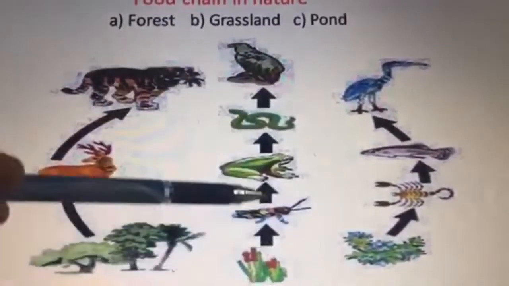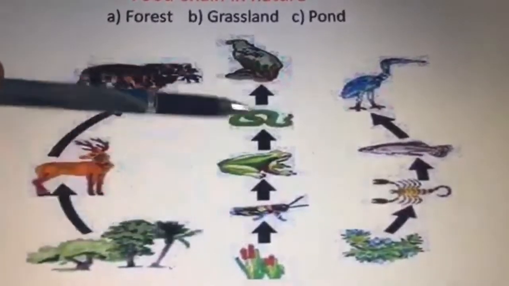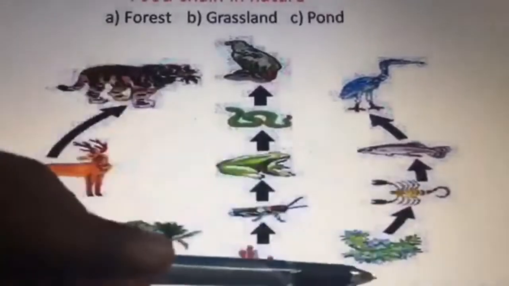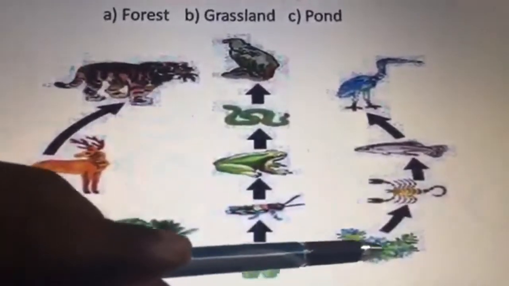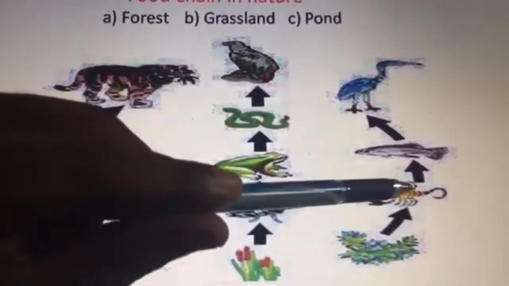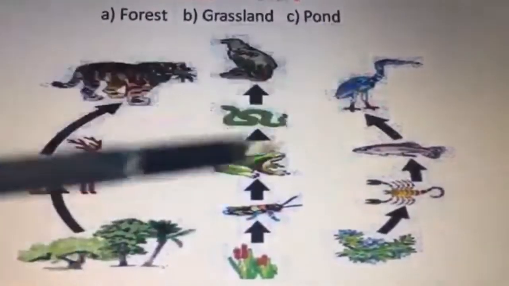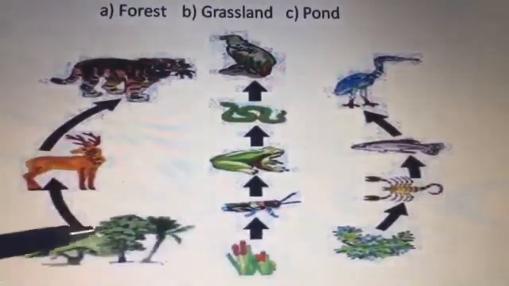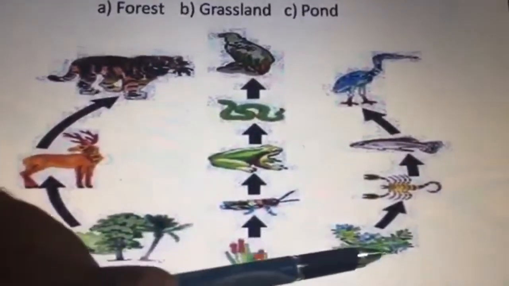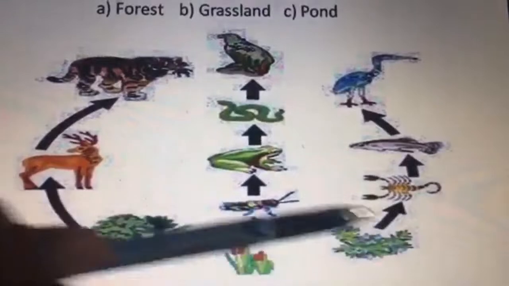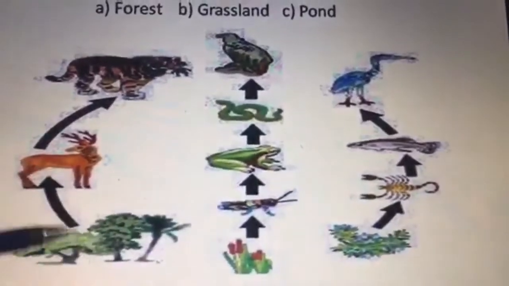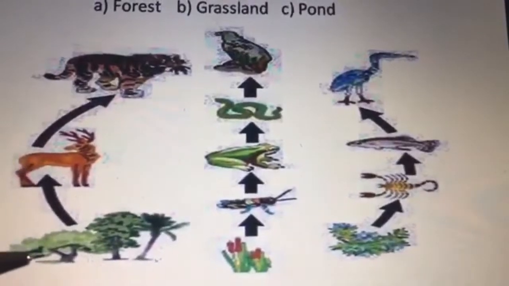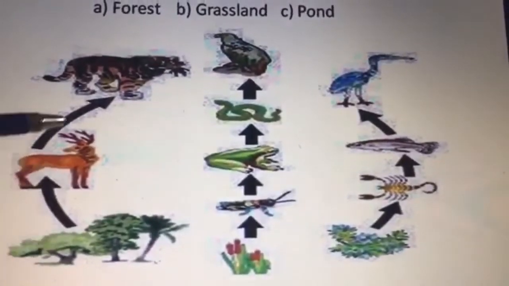This is also unidirectional. Energy is flowing from one trophic level to another trophic level. And this is a pond ecosystem. Like this, energy is transferred from one organism to another. So in all types of food chains, the plants are the producer. From the plants only the food is transferred from one organism to another. So this is also unidirectional.